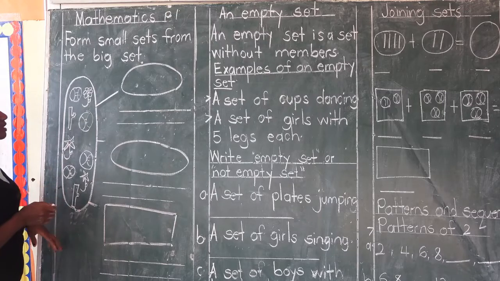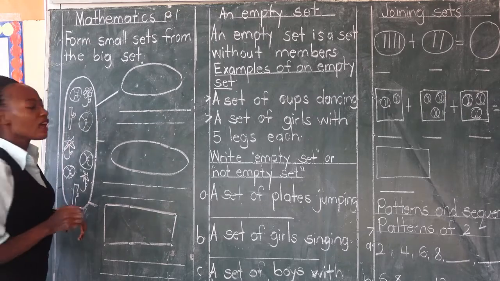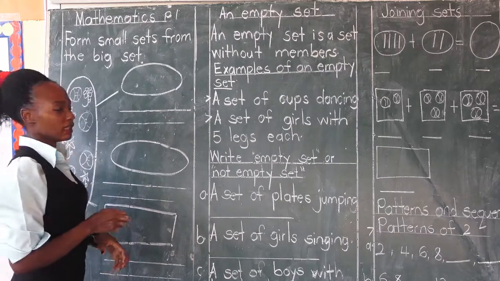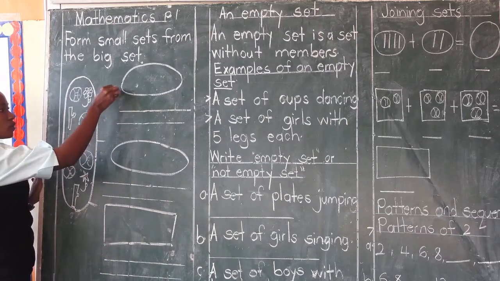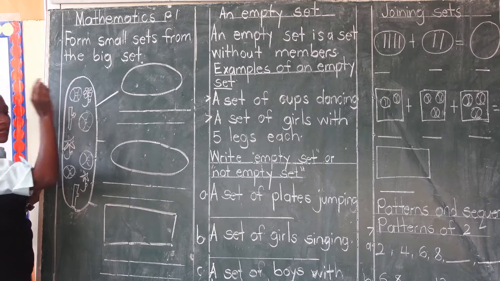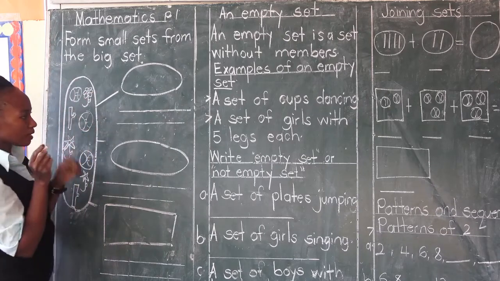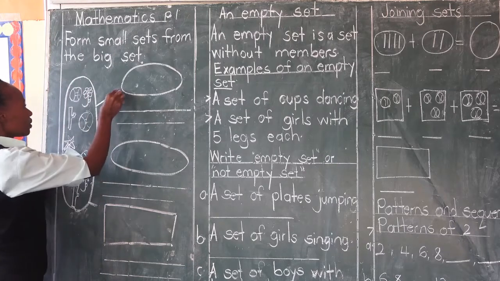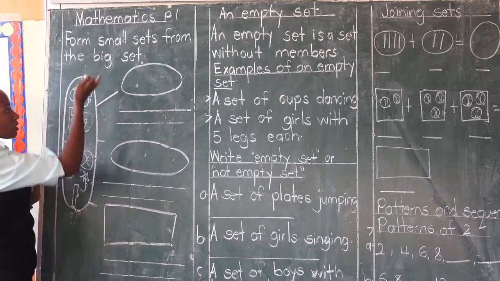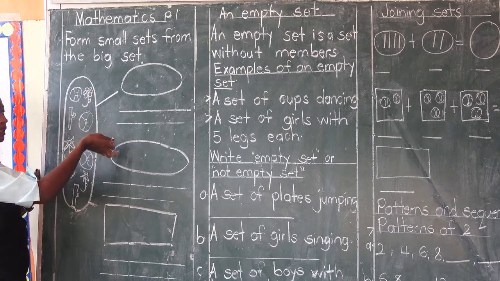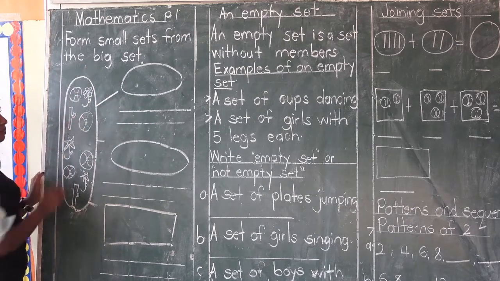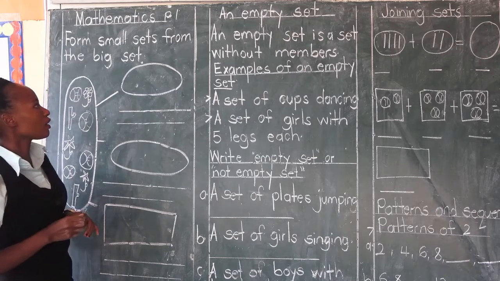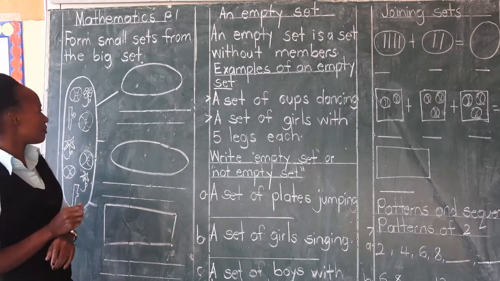Now we are going to look at this set and we are going to form the well-defined ones. Those are the small sets which we are going to form, or we can call them the subsets. You learn that work in primary 2. They will teach you what subsets are, but those are the small sets formed from the big set, and this is our big set. Now we are going to form the small sets from the big set.